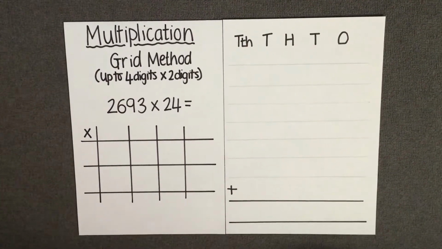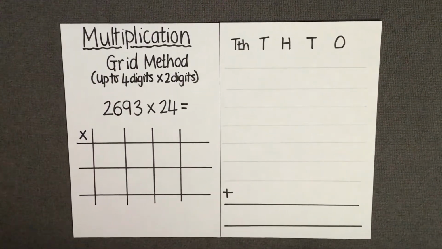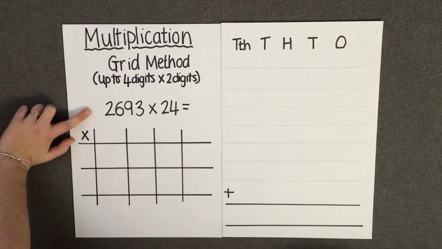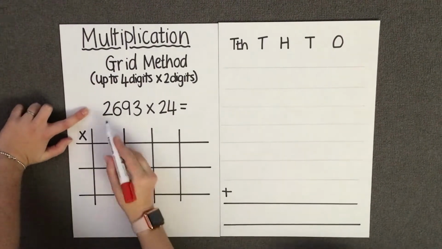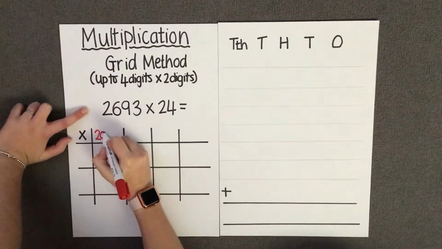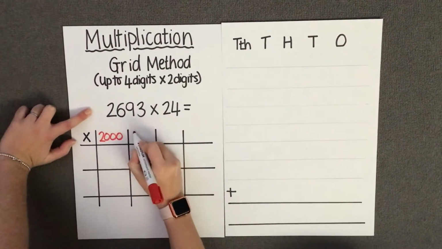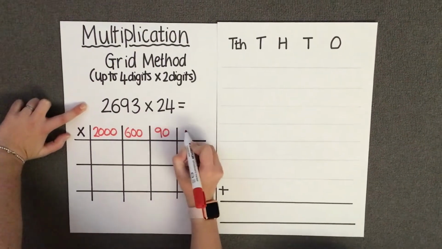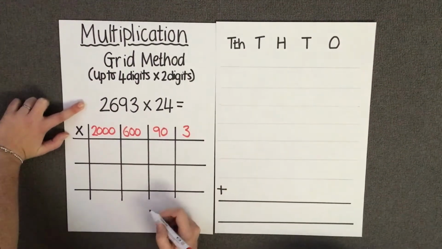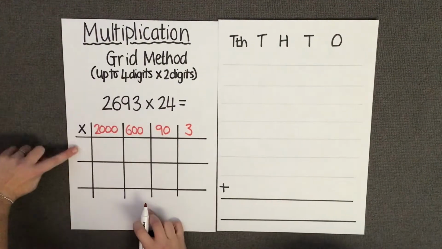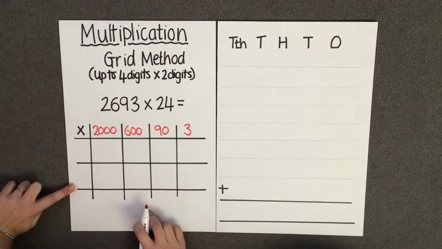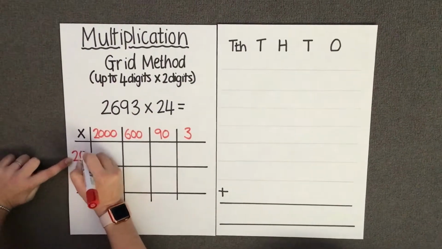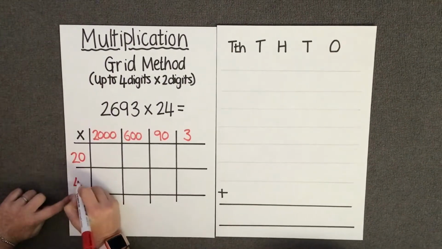The first thing we need to do is partition the numbers using our knowledge of place value. Let's start with our 2,693. In this number, we know we have 2,000s, we have 600s, we have 9 tens, which is 90, and we have 3 ones. The number that we are multiplying by always goes down the side in our grid. So we know in the number 24, we have 2 tens, which is 20, and we have 4 ones.